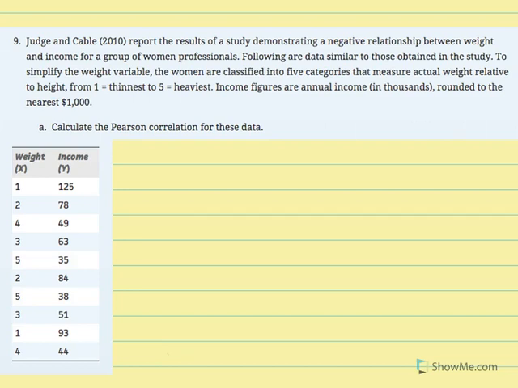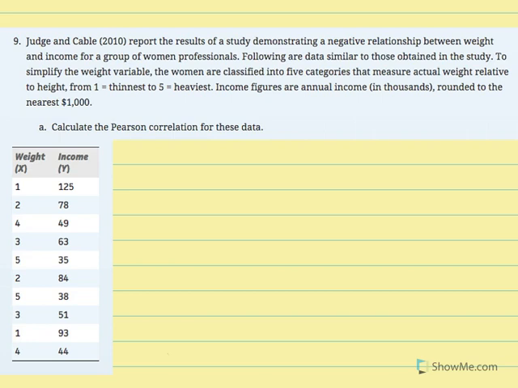Chapter 14, Correlation and Regression. I'm going to model one item or one problem from beginning to end using correlation and regression. So I'll use the same data to demonstrate correlation and regression using problem 9 and then problem 25 from the end of the textbook.